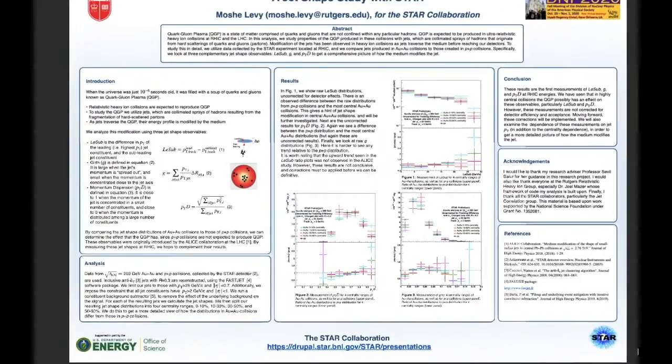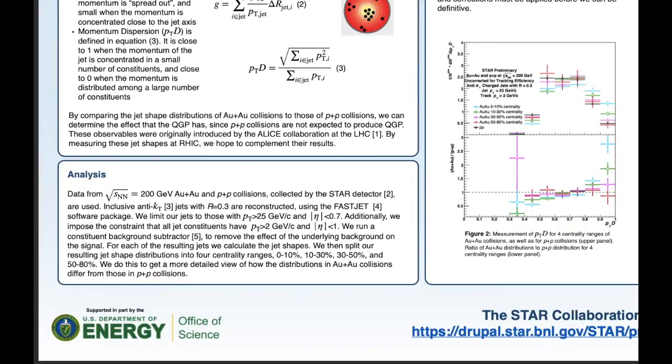For our analysis, we looked at data from 200 GeV Au+Au and p+p collisions measured at the STAR detector. The p+p serves as a baseline since no QGP is expected to be produced in p+p collisions. We used the FastJet software package to reconstruct jets from the raw data. Specifically, we used the anti-kT jet reconstruction algorithm with the R parameter set to 0.3. R is essentially the maximum radius of the jet cone, though this isn't necessarily always the case.